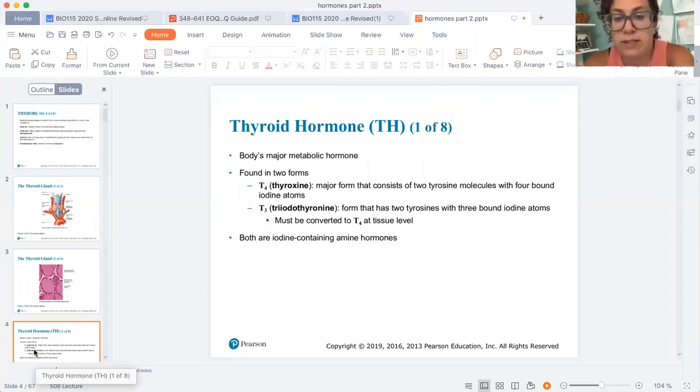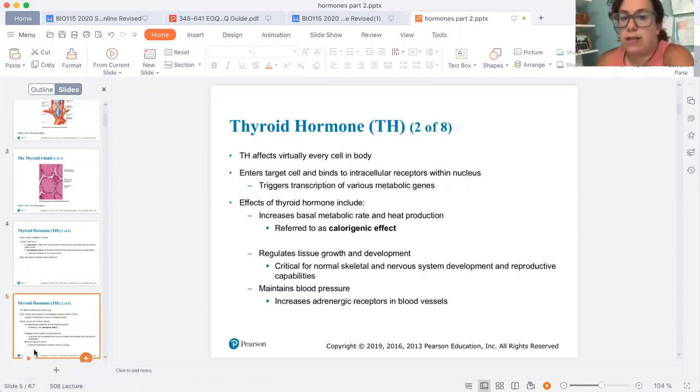So T4 means that it has 4 iodine molecules bound to it, and then we have T3, which means there's 3 iodine molecules bound to it. For T3 to be stored, it needs to be stored as T4, and this gets converted at the tissue level.